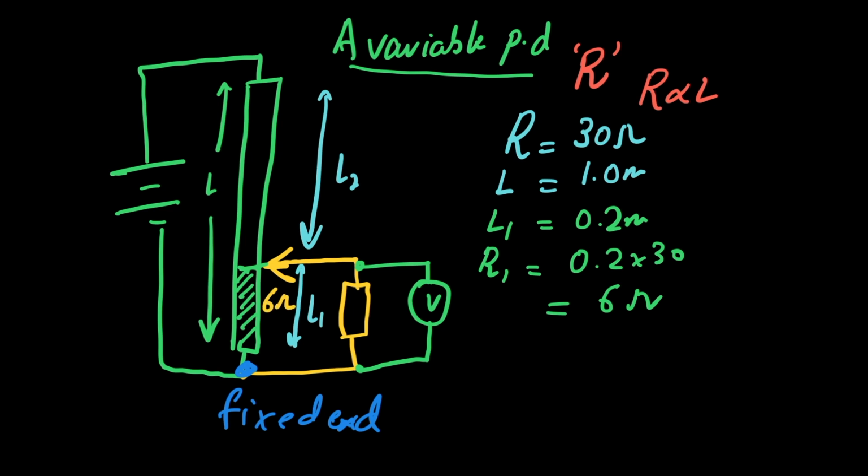Now you can automatically tell that the resistance of the remaining part will be 24 ohms. Why? Because if the entire resistance of this metal strip is 30, this is going to be 24 and this is going to be 6. But remember, to get the voltmeter reading, it's the 6 which matters, not the 24 ohms. The 24 ohms would have mattered if the fixed end was not here. If the fixed end was there, then obviously the 24 ohm would have mattered. Now you know कि fixed end से देखना है.